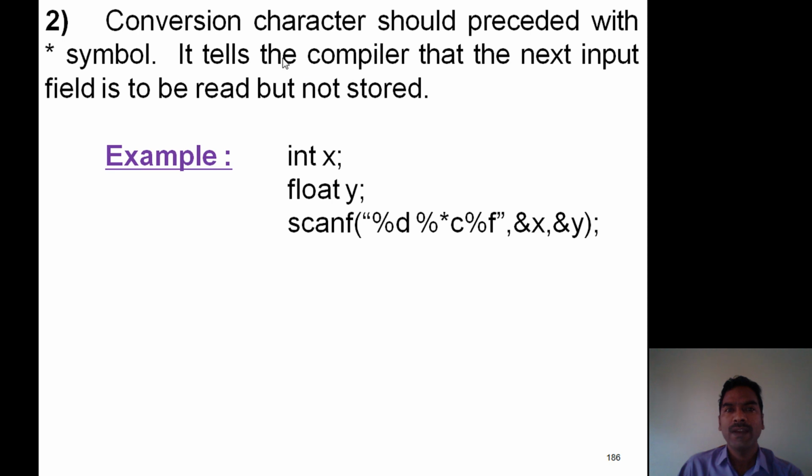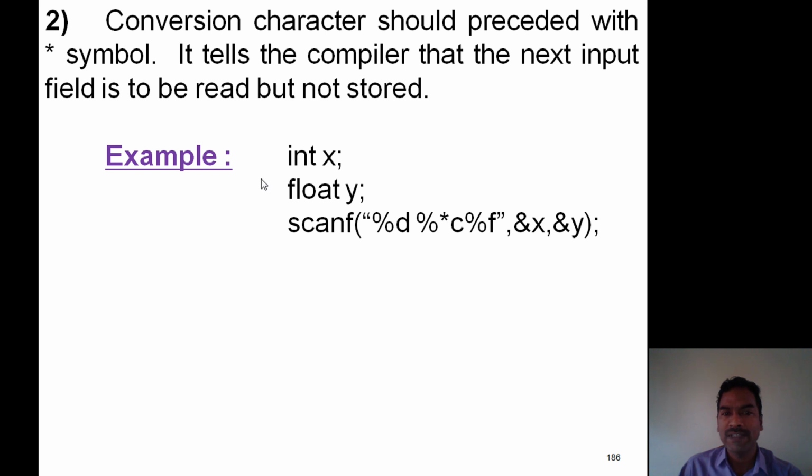Second rule: the conversion character should be preceded with an asterisk symbol. When we add an asterisk symbol, it tells the compiler that the next input field is to be read but not stored. Reading is possible, but it is not stored in the variable.